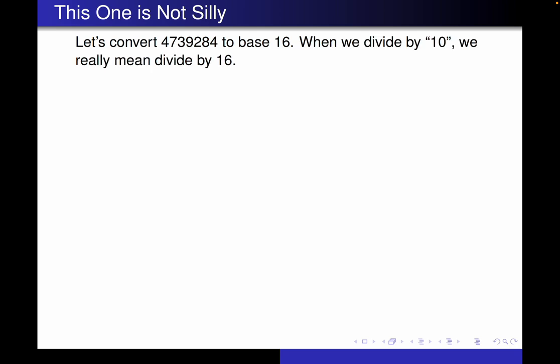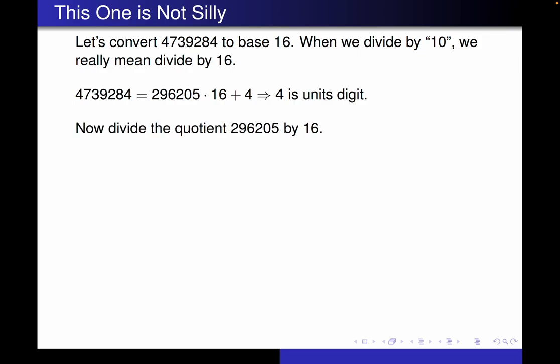So we're going to do exactly what we did before, but when we say we're dividing by 10, what we really mean is we're dividing by base 16, because that represents the number 10 in this numbering system. So when we do that the first time, we divide it by 16, we get a remainder of 4 and a quotient of 296,205. And that tells us a couple of things. First of all, it tells us that 4 is the units digit, and it tells us that if we want to find the other digits, we've got to divide the quotient, 296,205, by 16 again. So let's go ahead and do that.